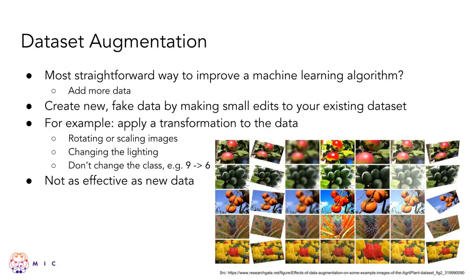For example, if you're classifying numbers, don't flip a 9 and make it a 6. That's not smart. But what you can do is rotate or scale images. You can change the lighting, you can blur or crop them. This can be useful in a pinch to create lots of new data, but it's never as effective as using brand new data. All right, any questions on dataset augmentation?